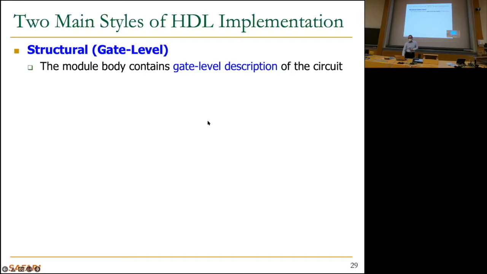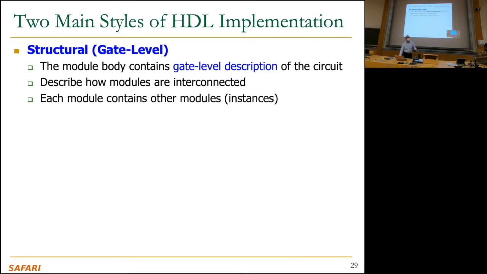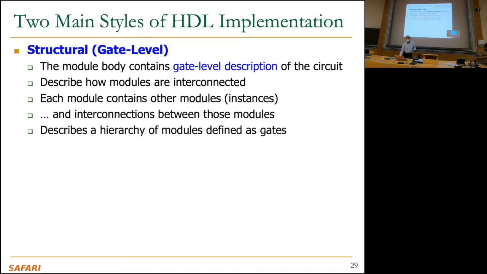That's the definition, basically. Everything is specified at gates or modules that are built on top of gates. In this case, the module body contains a gate level description of the circuit. And once you define a module, you can actually connect the modules, of course, but modules are gate level. You describe how the modules are interconnected, and each module contains other modules, instances, as we will see soon, and interconnections between those modules as well. So this describes a hierarchy of modules defined as gates. So this is one way of defining hierarchy. But this is very low level, meaning you really need to specify a module using gates.